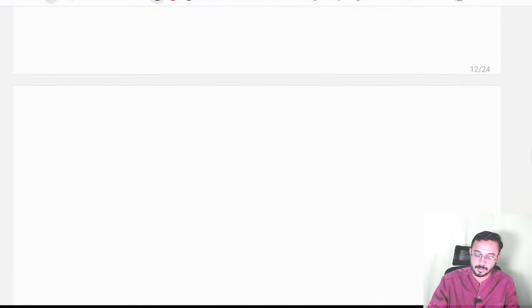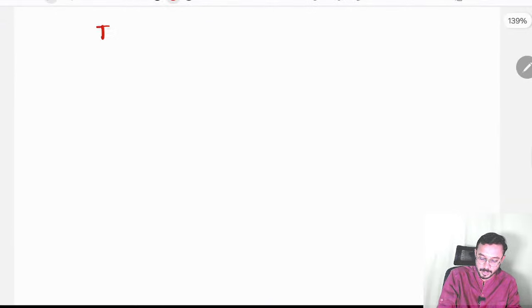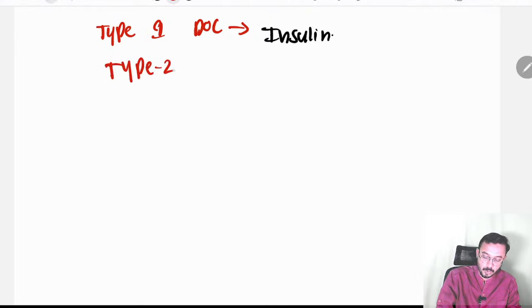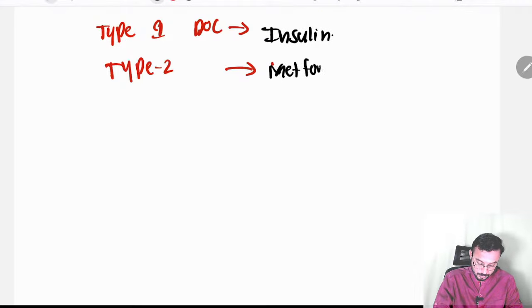And now let us try, what is the treatment for type 1 diabetes mellitus? Drug of choice is definitely insulin. Why? Insulin is not at all produced here. And in type 2, drug of choice is metformin. So insulin you can give last. Okay.